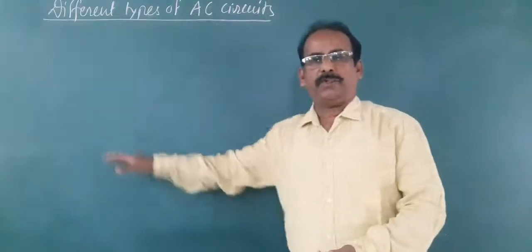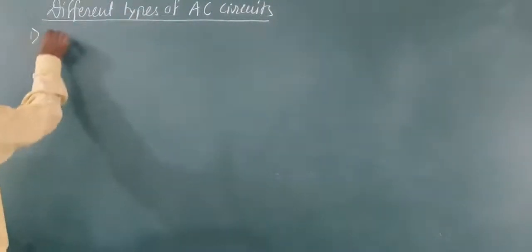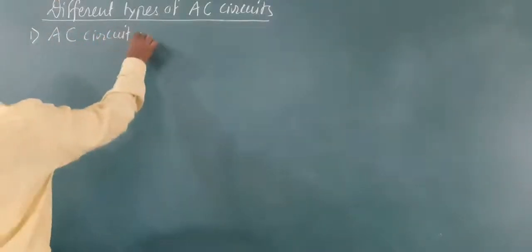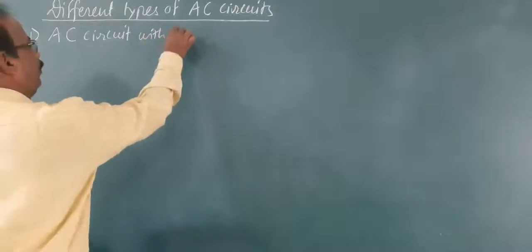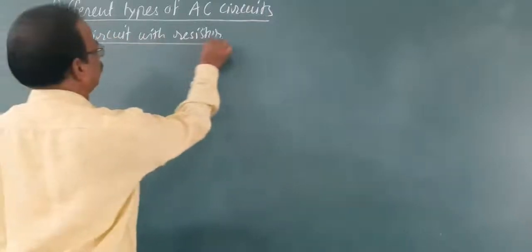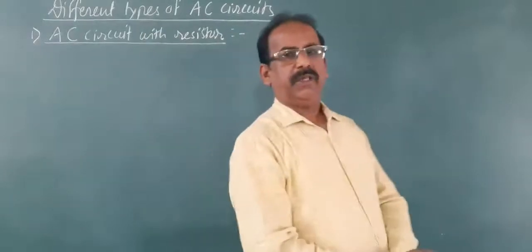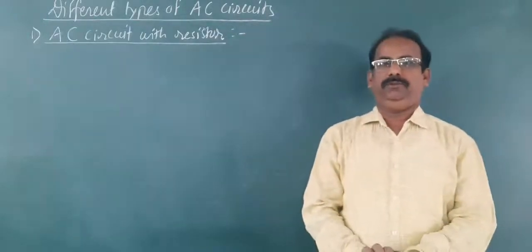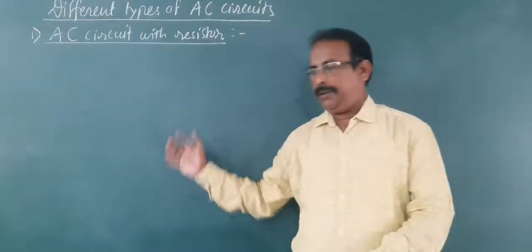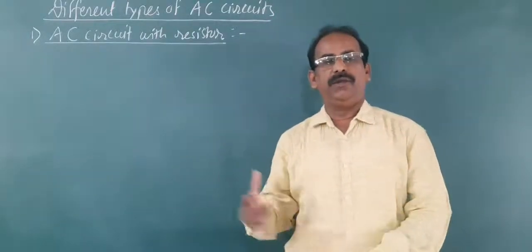First circuit I am going to explain here. First circuit is AC circuit with pure resistor. AC circuit with pure resistor or with simply resistor. That is AC voltage applied to resistor. See how the EMF and current varies in this circuit.